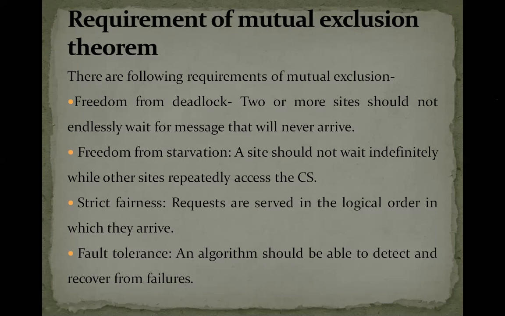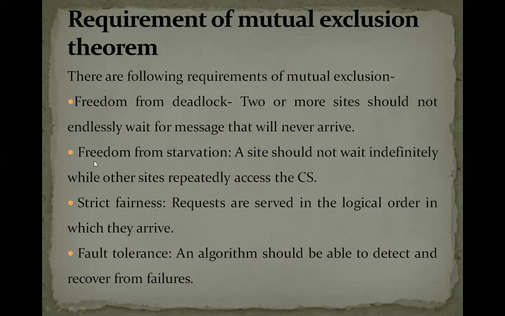Free from deadlock means two or more sites should not endlessly wait for a message that will never arrive. Deadlock means infinite time: the sites that have sent a request to go into the critical section are not getting any privilege or acknowledgement, and are in a wait state for indefinite time. That is freedom from deadlock, meaning the exclusion algorithm must be implemented in such a way that the sites do not wait for indefinite time.